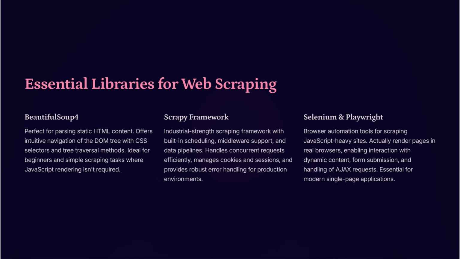Beautiful Soup 4 is excellent for parsing static HTML, offering intuitive document object model navigation. Scrapy is a robust framework for industrial-scale scraping, managing concurrent requests and errors efficiently. Selenium and Playwright are essential for JavaScript-heavy sites, rendering pages in real browsers to handle dynamic content and asynchronous JavaScript and XML requests. Each tool serves distinct scraping needs effectively.